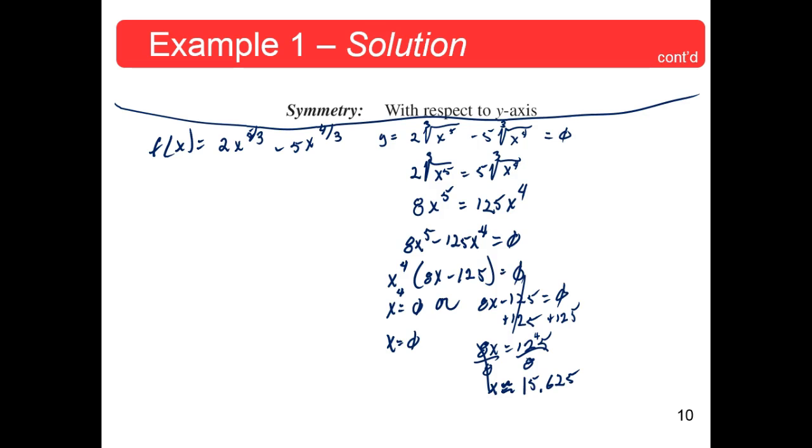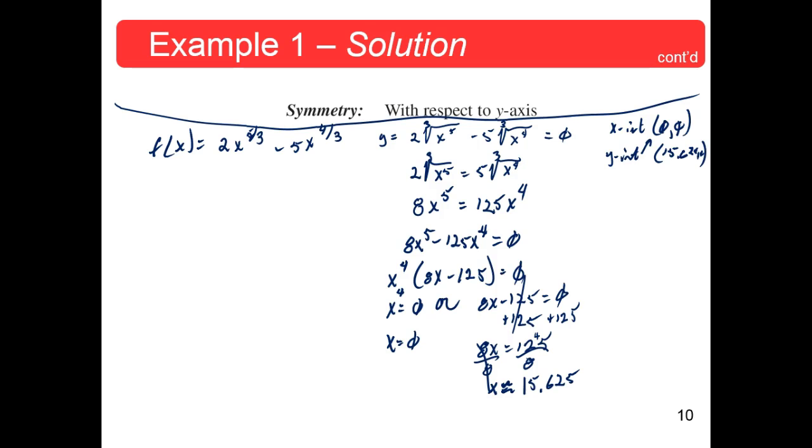When x equals 0, what does this give us? 0 minus 0 is 0, so our y-intercept is at 0, 0. x equals 0, y equals 0. Okay? So there's your y-intercept. For the x-intercepts, you have 0, 0 and 15.625, 0. The y-intercept is the same as this one, also 0, 0. Okay, we got that done.